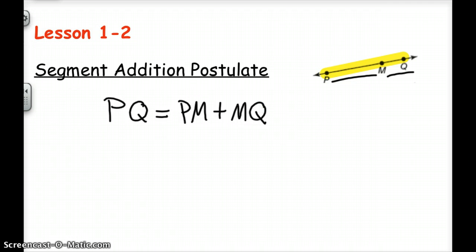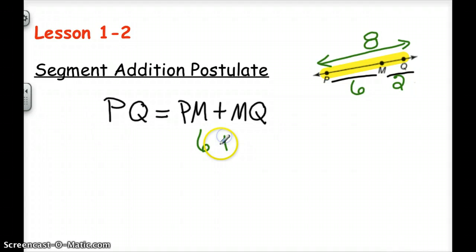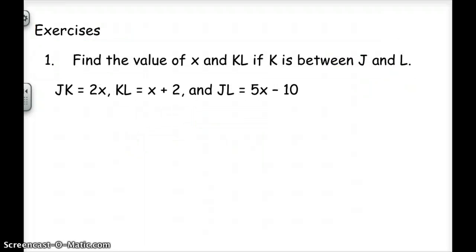If I take some numbers and write them in here, if PM is 6 and MQ is 2, the entire line, PQ, would be 8. Do you see how that works here? My PM was 6, my MQ was 2, so my full line segment ended up being 8. Now let's apply this to some algebra problems. Let's take a look at the exercises or examples that we have in our lesson.